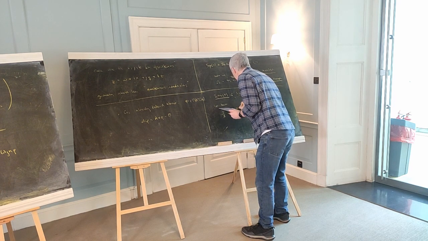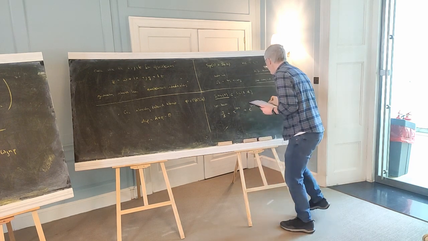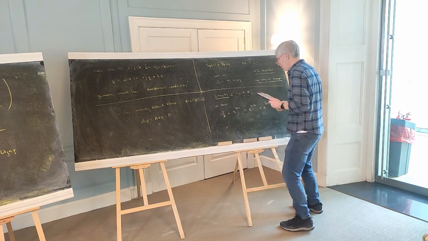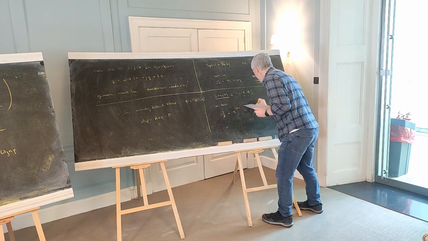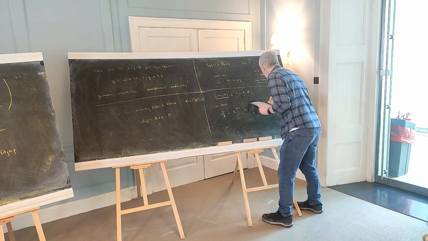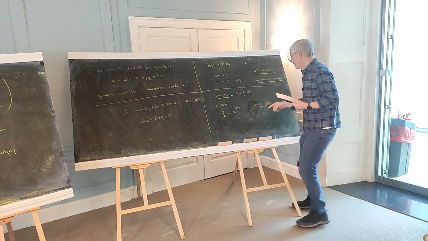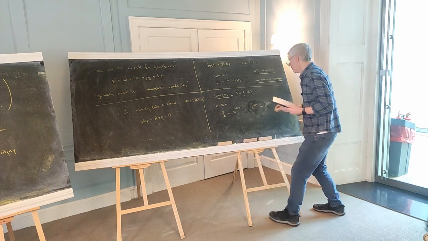So 1, 2, 3, 4, 3, 4, 5, 6, 5, 6, 7, 8. Oh no, I'm not getting it. Okay. Sorry. 1, 2, 3, 4, 1, 2, 5, 6, 1, 2, 7, 8. So I'm thinking of them as pairs. 1, 2, 3, 4, 5, 6, 7, 8. So I do 1, 2 with each of the other pairs. So 1, 2, 3, 4, 1, 2, 5, 6, 1, 2, 7, 8.